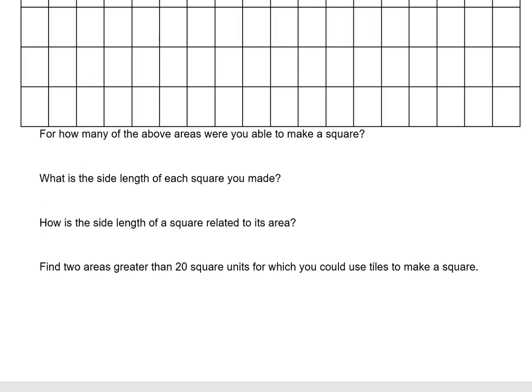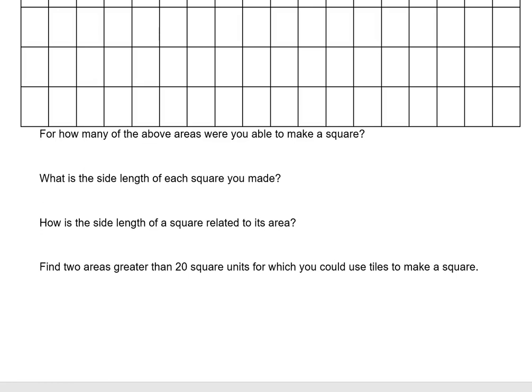Once you're done drawing those rectangles, here are some questions. For how many of the above areas were you able to make a square? So you were able to get the area that was up above, but also make a square with it. Make sure you're listing those there. Check them with a partner. What is the side length of each square you made? Again, write it down, check it with a partner.